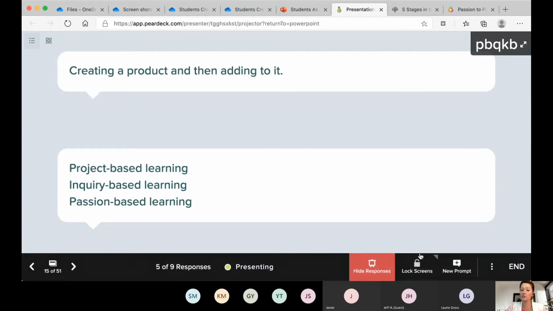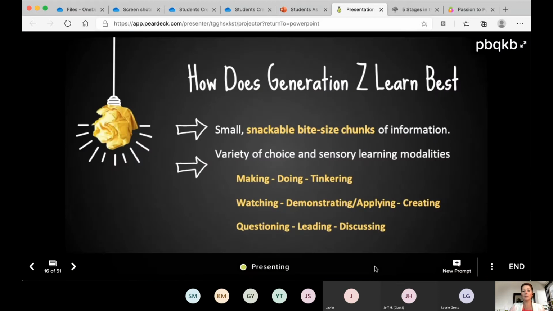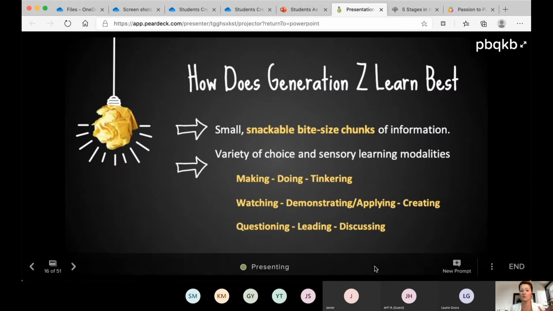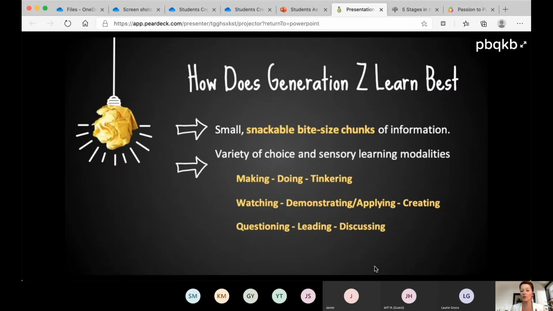It is. Thank you so much for sharing your responses. I greatly appreciate it, everyone. So here's just a few things that you've already connected the dots with. Small, snackable, bite-sized chunks are a must. Less is more here. No longer do we sit in front of the classroom and lecture, lecture, lecture.